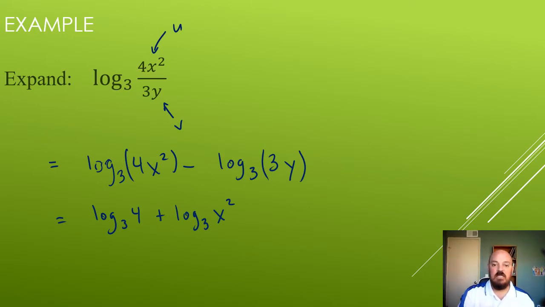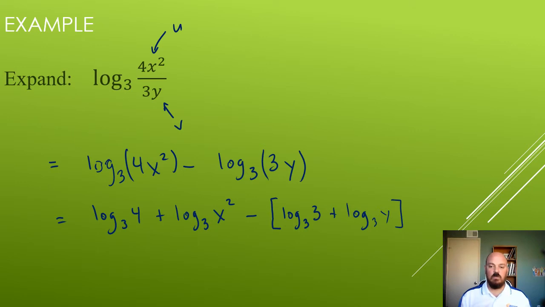Then we have minus, and I'm going to put some brackets in here, and I'll talk about that in a second too. Let's do the same thing. That's my u times v again. So I have the log base 3 of 3 plus the log base 3 of y.